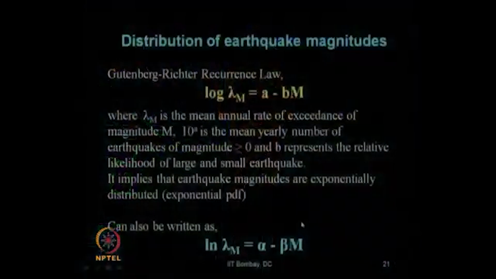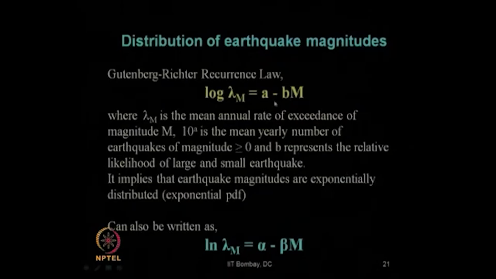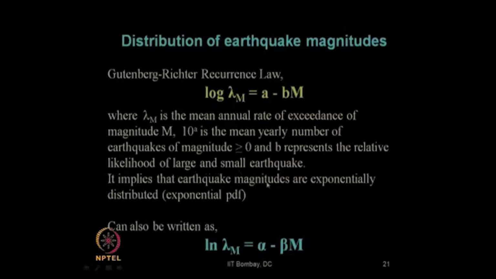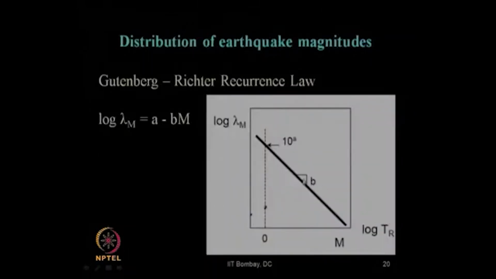So, today what we can see over here, once we learn the Gutenberg-Richter recurrence law, which is given in this form, in this equation lambda m is defined as the mean annual rate of exceedance of that magnitude m, and 10 to the power a is the mean yearly number of earthquakes of magnitude greater than or equal to 0, because it is the intercept corresponding to m equals 0, right. And b represents the relative likelihood of large and small earthquakes, because as we can see, this gives the slope.